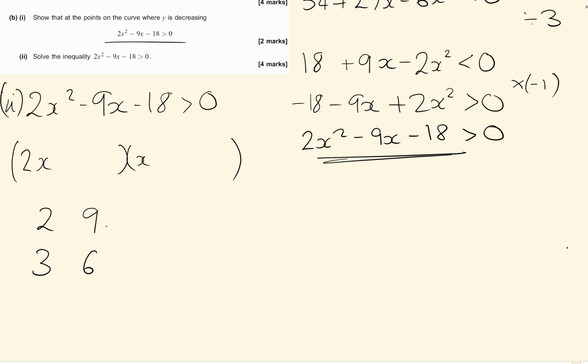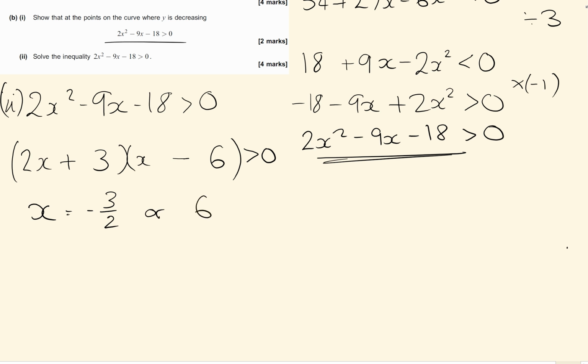So if we double these ones, we're not getting anywhere close. If I double this, I get 12 and 3 with a difference of 9. So I'm doubling the 6, so I'm going to be doing 2x times 6, and I'm going to be leaving the 3 alone. And I want it to be -12 plus 3 to give myself my -9 there. So all of that is greater than 0. So my two values of x are -3/2 or 6.